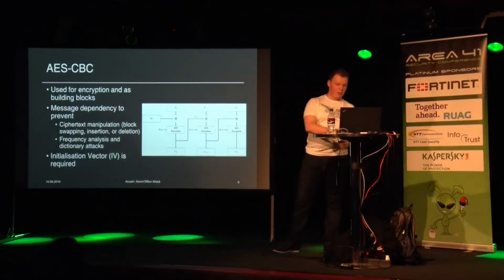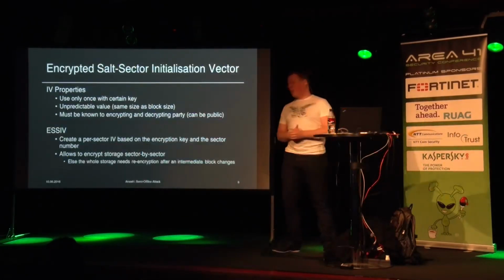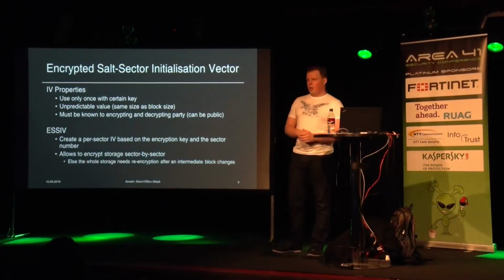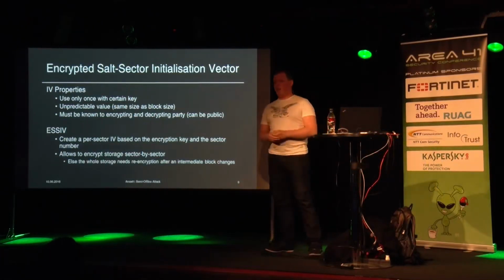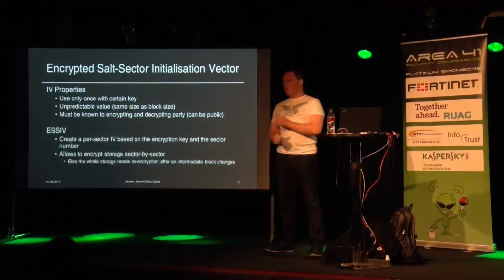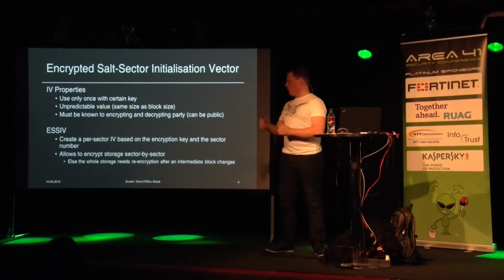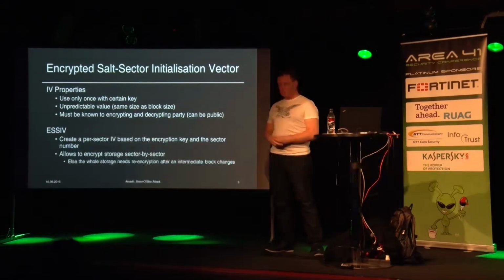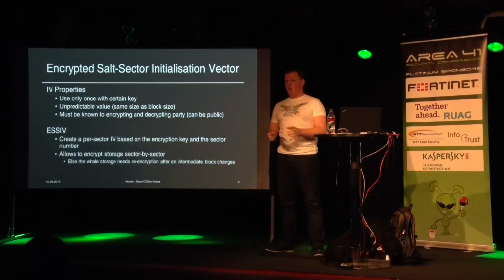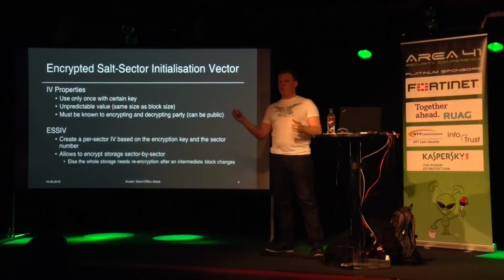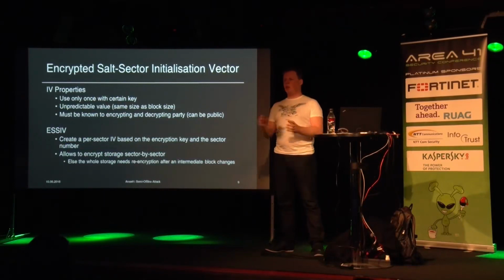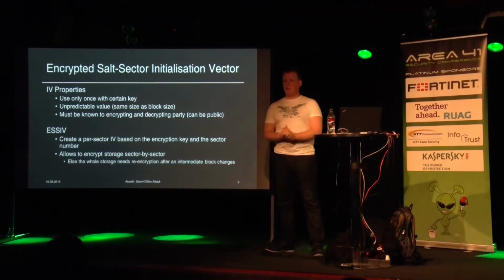So we needed something else for that, and that's the ESSIV. It creates a per-sector IV based on the sector number and the master key. It's a cryptographic function. It gives you an IV which fulfills the properties up there, and that's very nice. Now you only have to decrypt the sector, and you re-encrypt the sector if something changes in that sector.